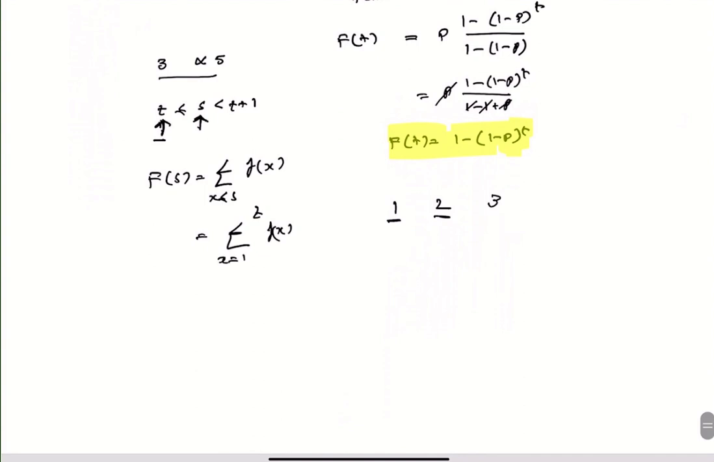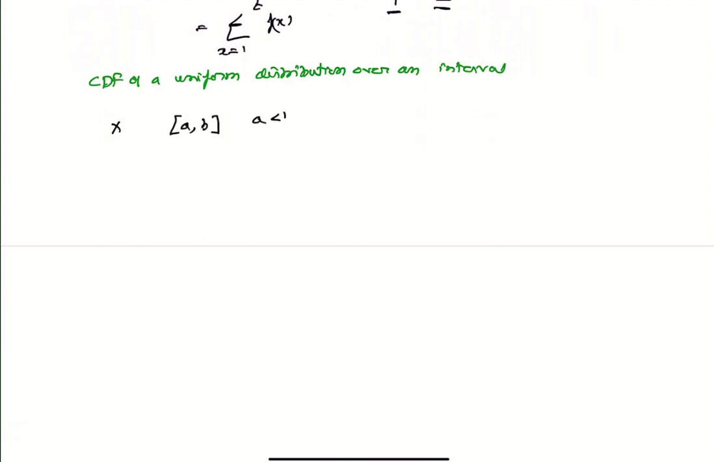Next is the CDF of uniform distribution over an interval. So CDF of a uniform distribution over an interval. Now see, x is a uniform distribution over an interval a and b, where a is less than b.